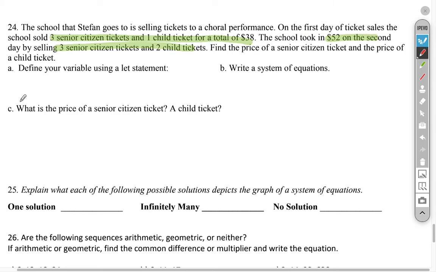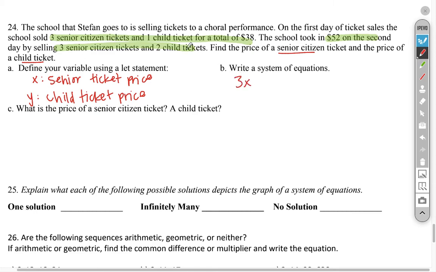Well, if you're ever confused of your x and y's, the question will tell it to you. So it's very obvious we're looking for senior citizen ticket prices and child ticket prices. So for x, we're going to do senior ticket price. And then for y, we're going to do child ticket price. We want to know how much each one costs. All right, so the first equation is literally given to you. 3 senior citizen tickets, that's 3x. 1 child ticket, that's 1y, equals $38. Then our second one, we've got 3 senior citizen tickets and 2 child tickets, equals $52.